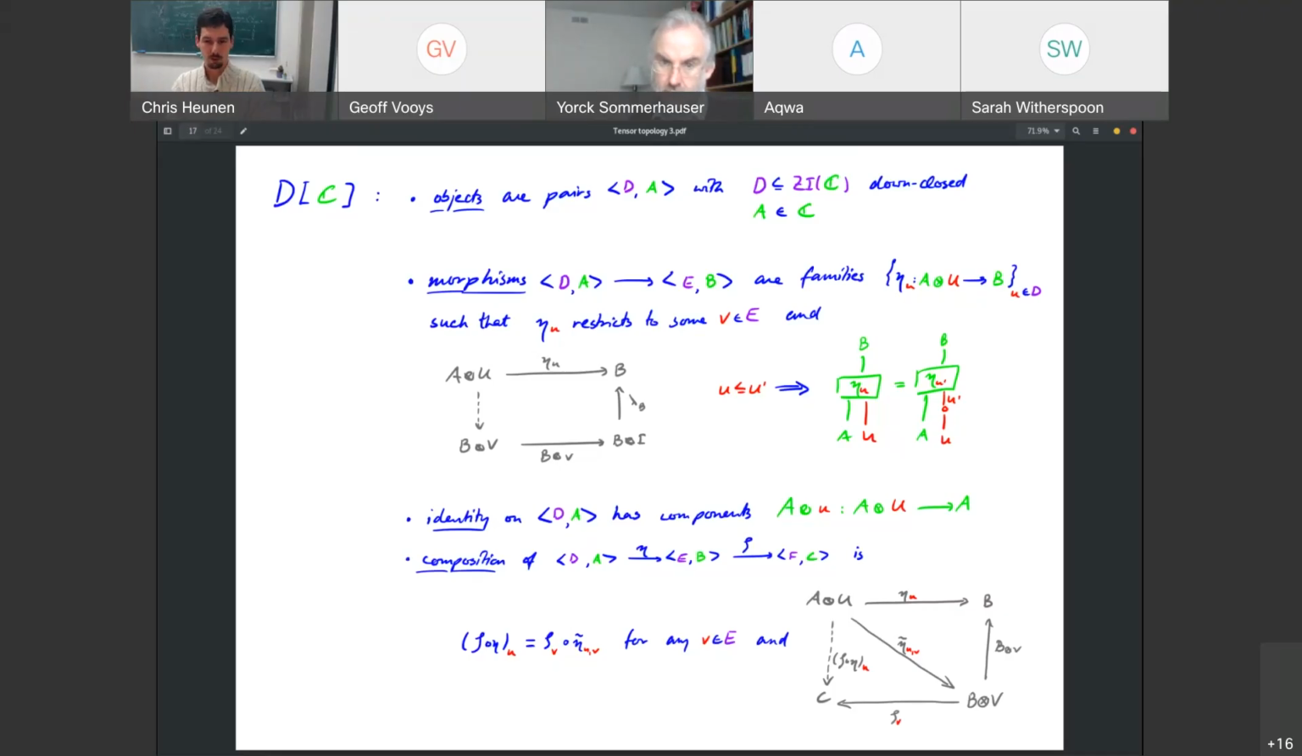And furthermore, they sort of cooperate in the way that if U is below U prime on the domain side, then I want the eta U to be related to the eta U prime by sort of precomposing with this inclusion of U into U prime. Okay. So I'll repeat. Objects in the new category are pairs of things. Morphisms between them are families of morphisms from A tensor U to B that all restrict to some V in the codomain and that are compatible with the order in the domain.